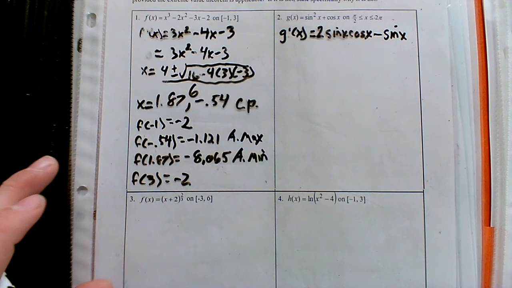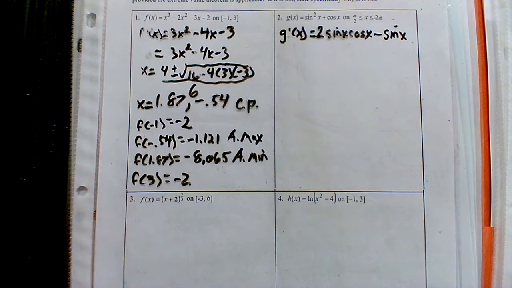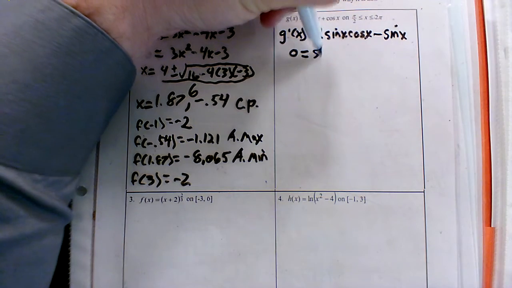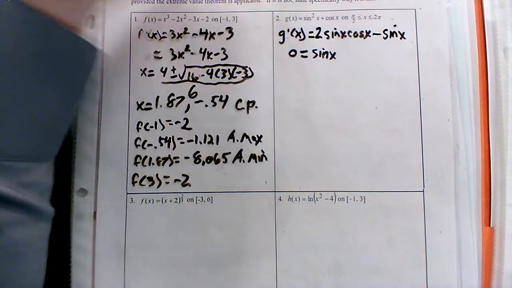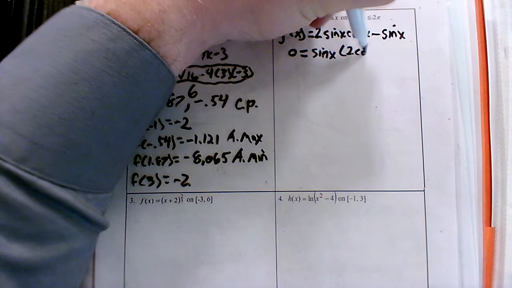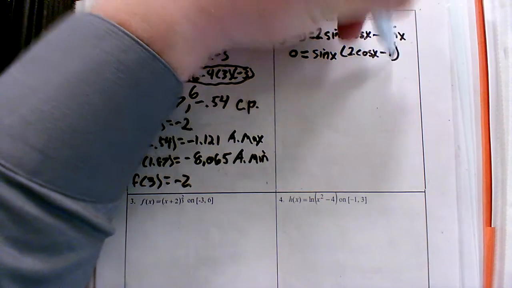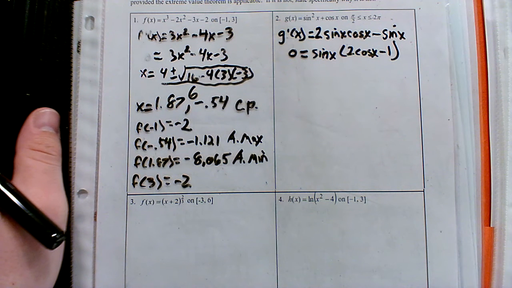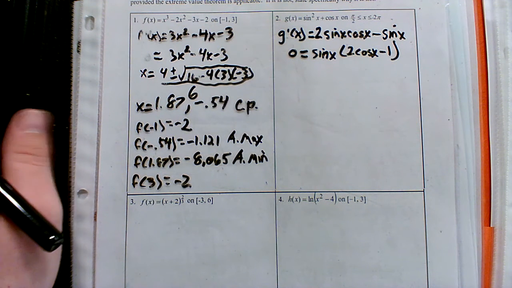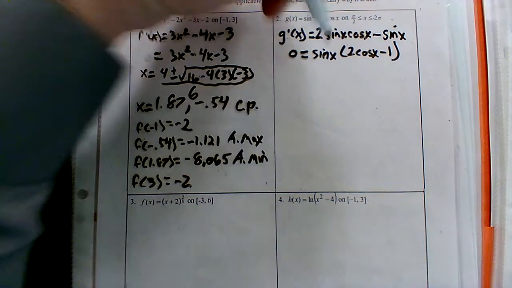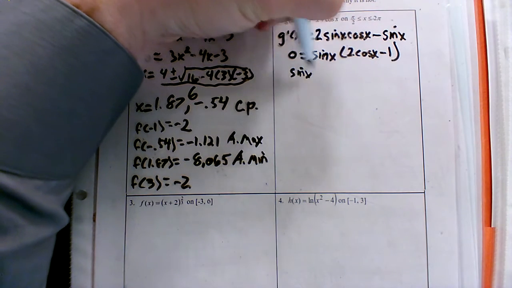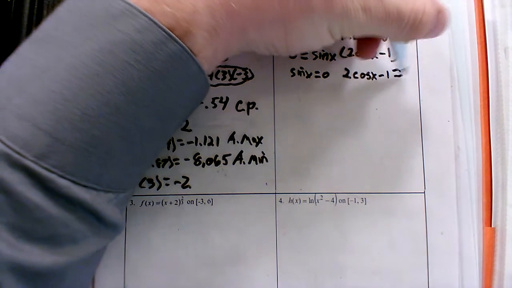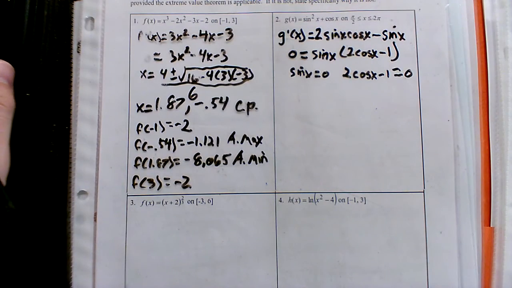And then the derivative of cosine x is just negative sine x. So that's our derivative, and we want our derivative equal to 0. So I can factor out a sine x, and we're left with 2 cosine x minus 1. We took the derivative and set it equal to 0. So what we're really saying is, when sine x is equal to 0, and when 2 cosine x minus 1 is equal to 0, both of those need to be solved.